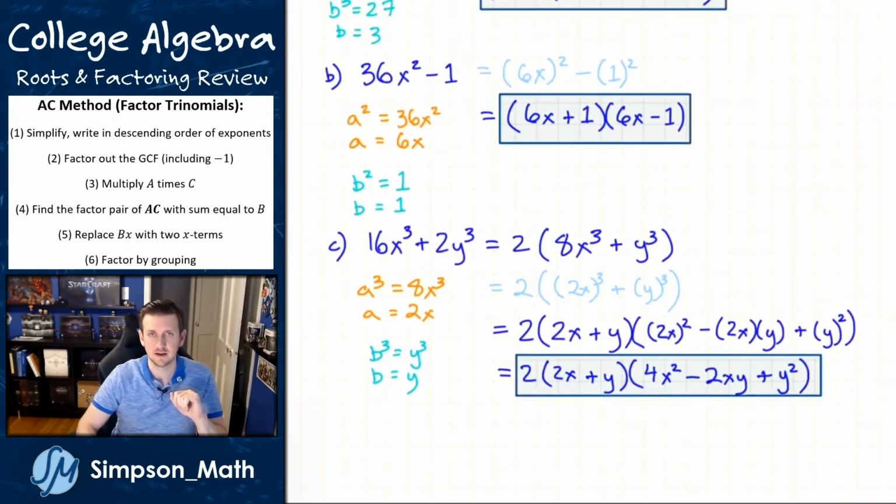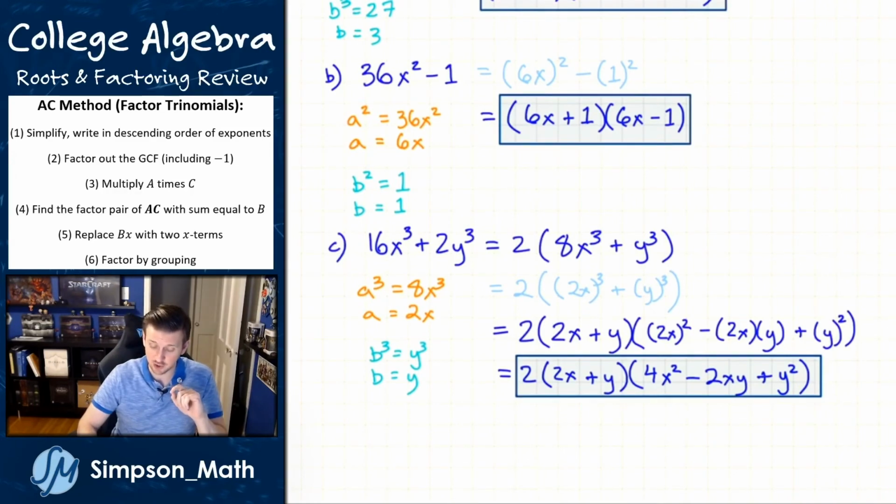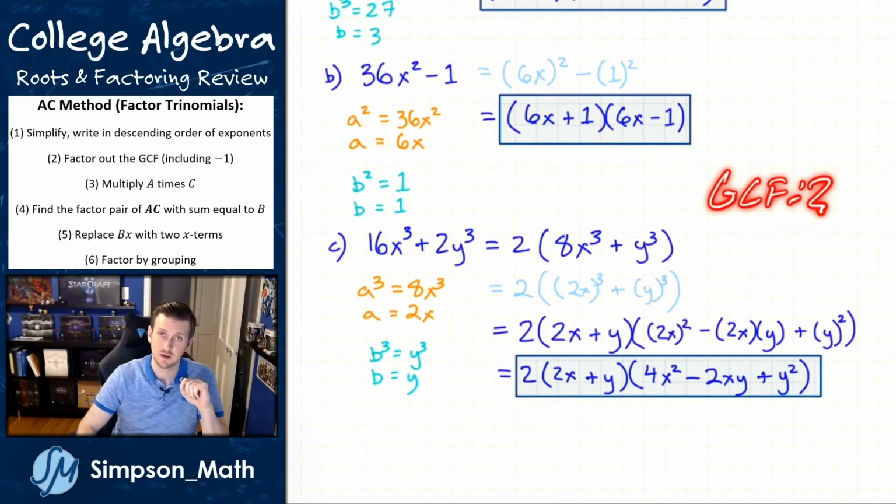And lastly, again I'm seeing cubes and a plus. So my brain's thinking, oh, is this the sum of 2 cubes? Well, what about 16 cubed? No, that's 2 to the 4th. That's not 2 cubed. And what about this 2? Oh, right. I got to do GCF first. There is a GCF of 2. So you got to pull out this 2 here.